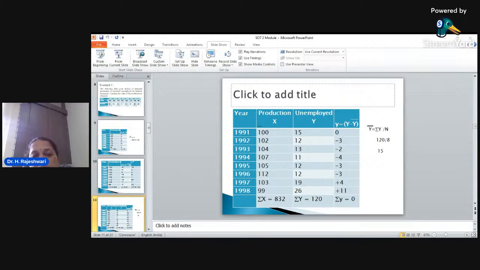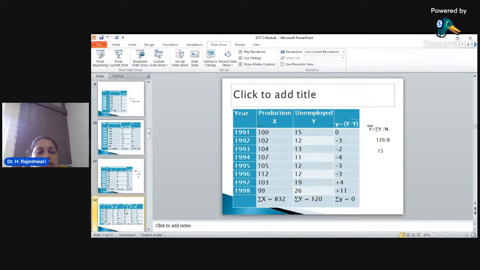But deduct this 15 from each of these values. 15 minus 15 is 0. 12 minus 15 is minus 3. 13 minus 15 is minus 2. 11 minus 15 is minus 4. 12 minus 15 is minus 3. 12 minus 15 is minus 3. 19 minus 15 is 4. 26 minus 15 is 11. Like this you'll be getting it, and then you have to multiply it again to find out the y square value.